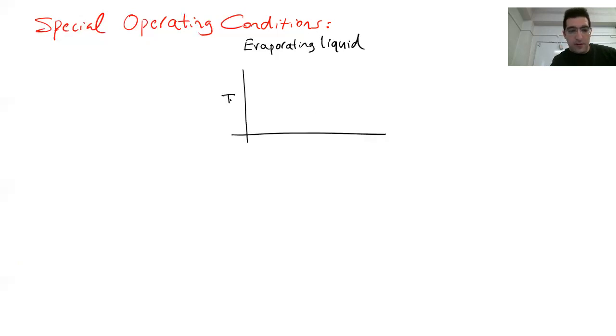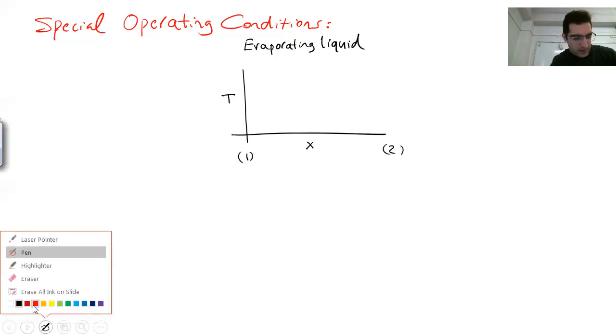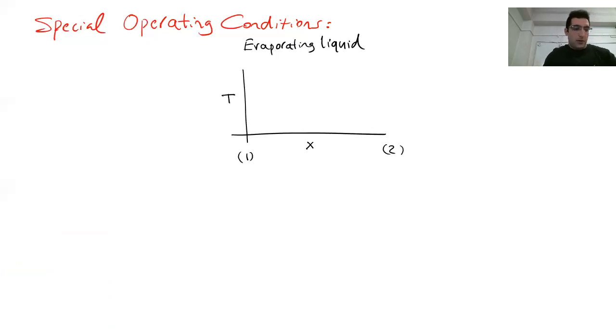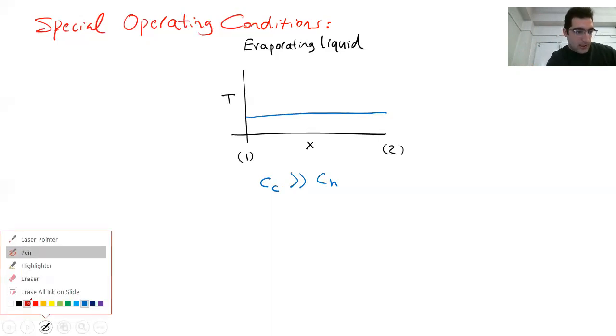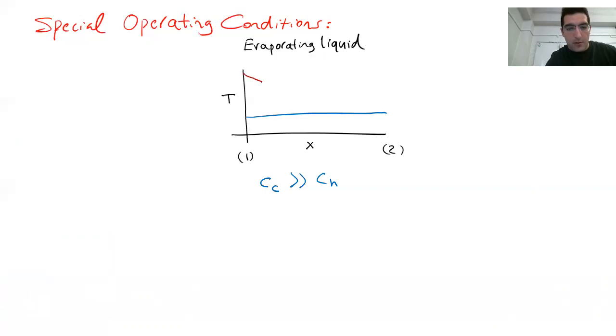So what happens is that if this is T, and this is location one to location two, we know that phase change occurs at constant temperature. So during evaporation, the liquid gains heat to go from liquid to vapor at a constant temperature. So the temperature doesn't go up or down, similar to what we saw earlier. But in this case, because you have a phase change, we can say the cold fluid C is much, much bigger than the hot fluid. And because this one is gaining heat, the other fluid is cooling down as a result.